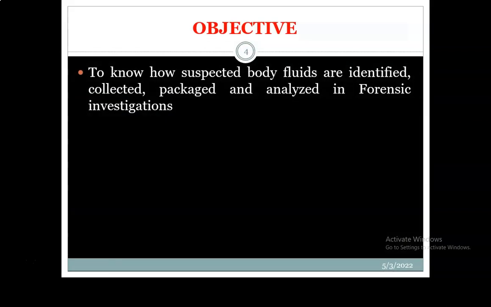So, why are we going to discuss this topic? Or what's our objective? Our objective is to know how suspected body fluids are identified, collected, packaged, and analyzed in forensic investigations.